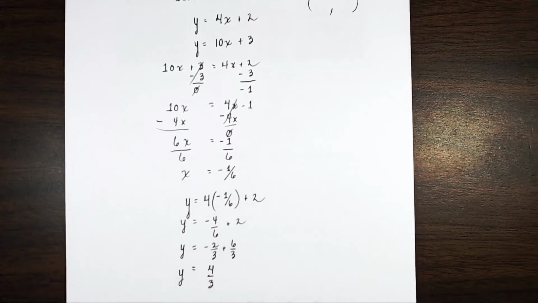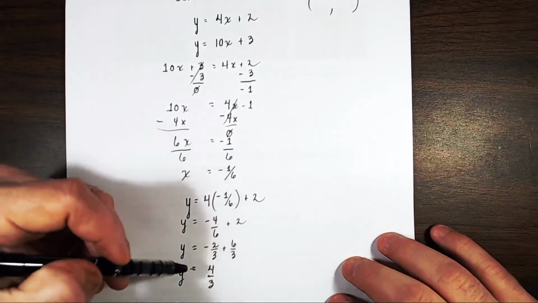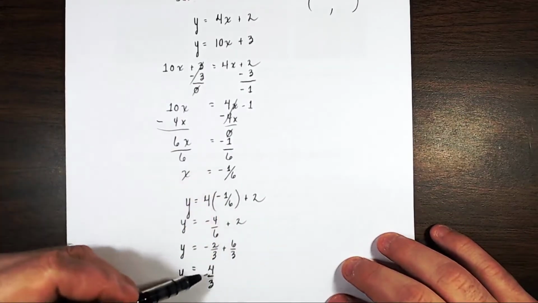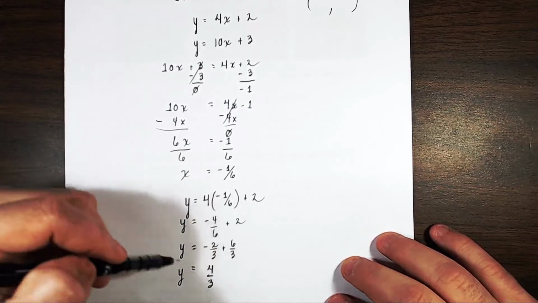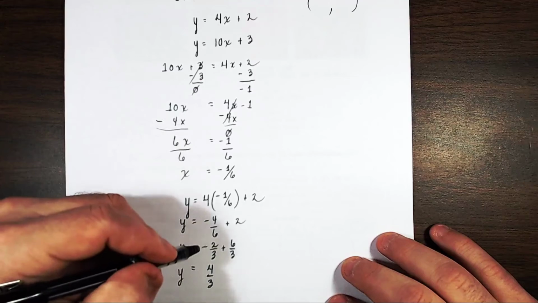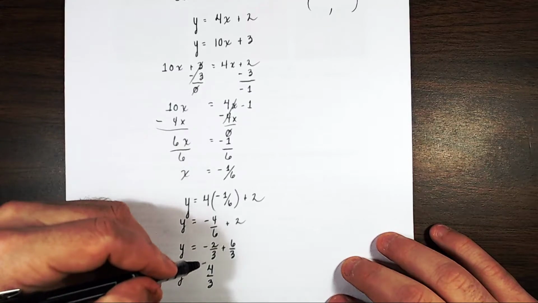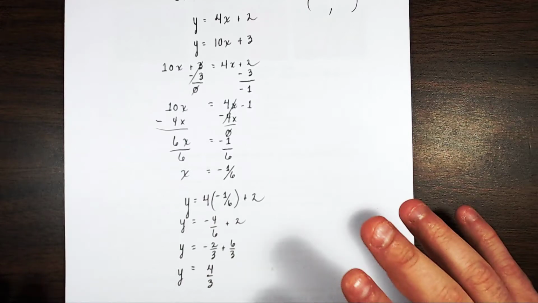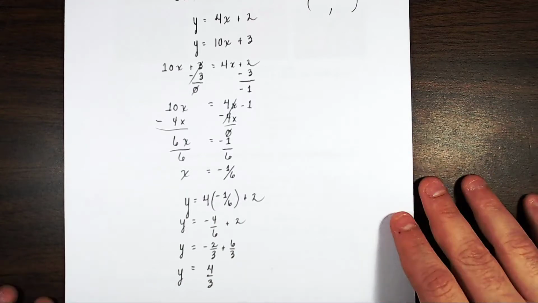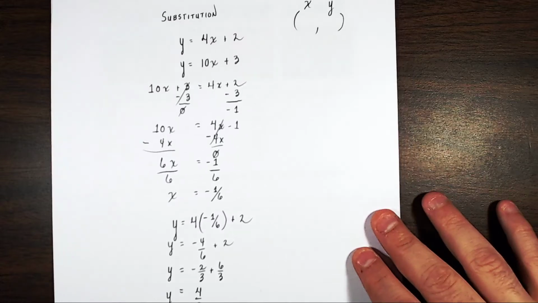Y equals 4/3. And what is 4/3? Well, it's 1 and 1/3. The improper fraction 3/3 is 1, and then you're left with 1/3. So you have 1 and 1/3, or 1.333 repeating. We'll write it like this.